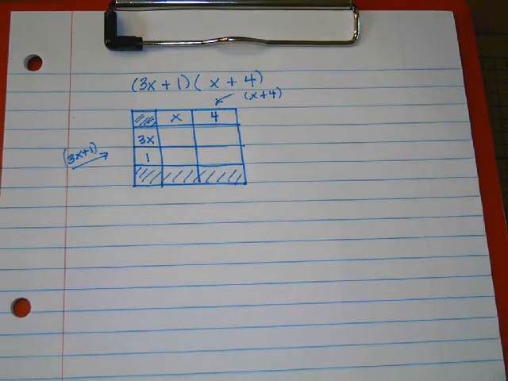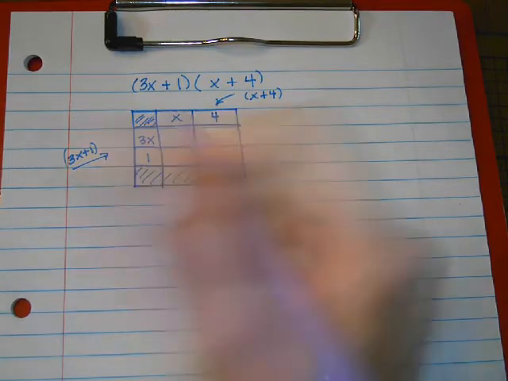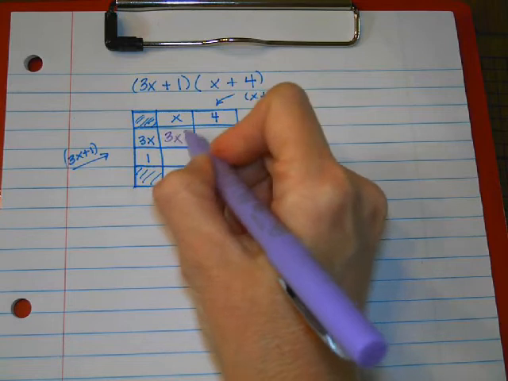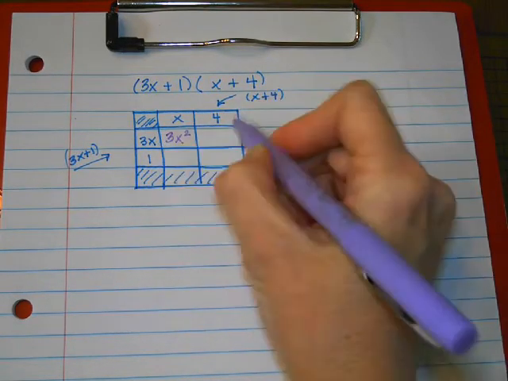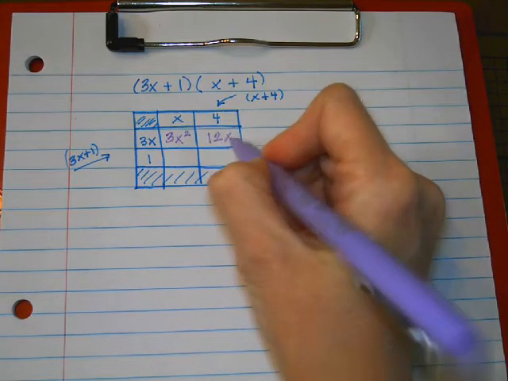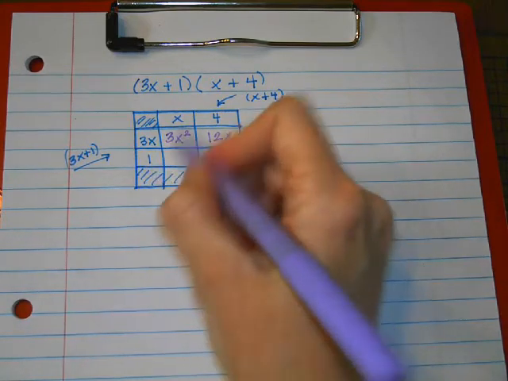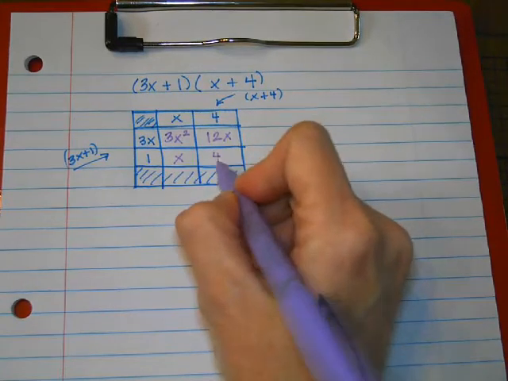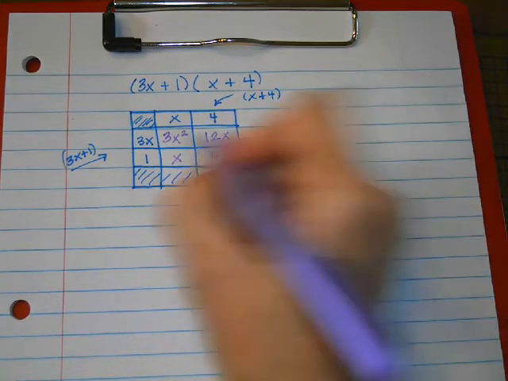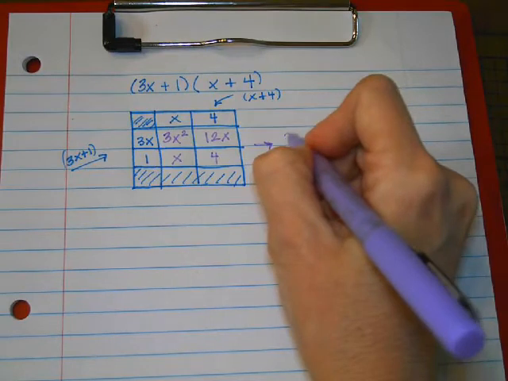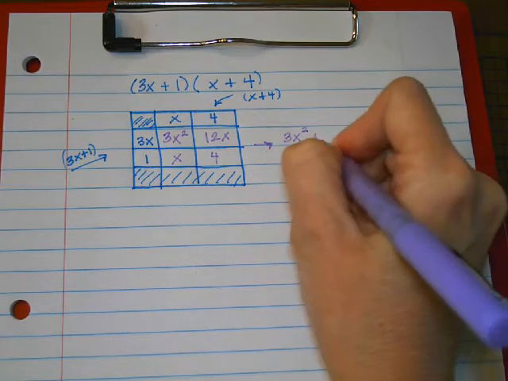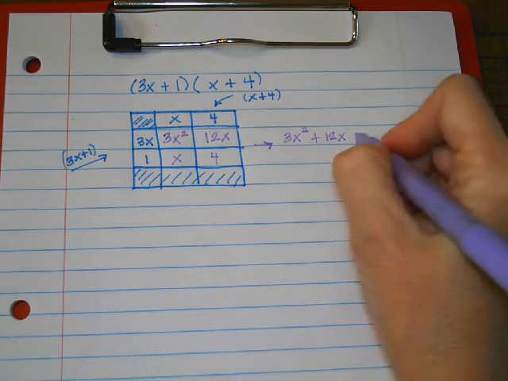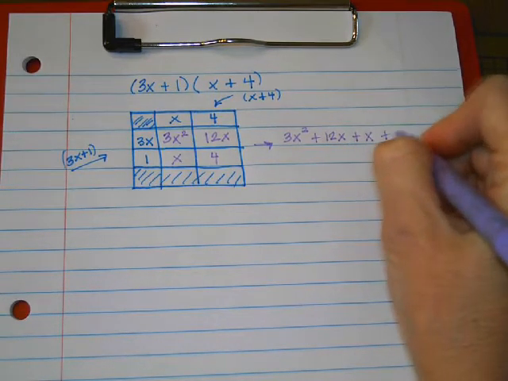Okay, so then we're going to go ahead and we're going to distribute. 3x times 1x makes 3x squared. 3x times 4 makes 12x. 1 times x is 1x. And 1 times 4 is 4. When we go off to the side, we start writing the first row. 3x squared. It's a positive, so plus 12x. Then we start with the second row. That's a positive x and a positive 4.